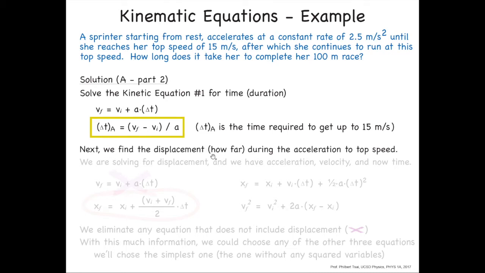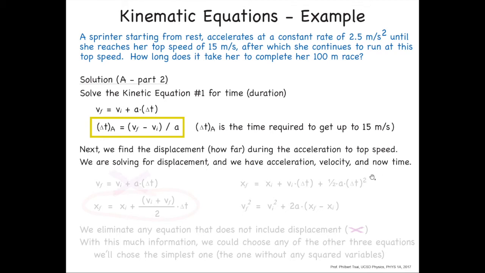So our next step is to determine how far she gets during this acceleration period. Now we're solving for displacement. We have the acceleration given, 2.5 meters per second squared. We have the final velocity and the initial velocity. And now we actually have the time. We just said we've gotten delta t for the first leg of the race, and it's all in terms of known variables. So if we plug the numbers in, we can get a numerical value for the time, the duration of the first part.